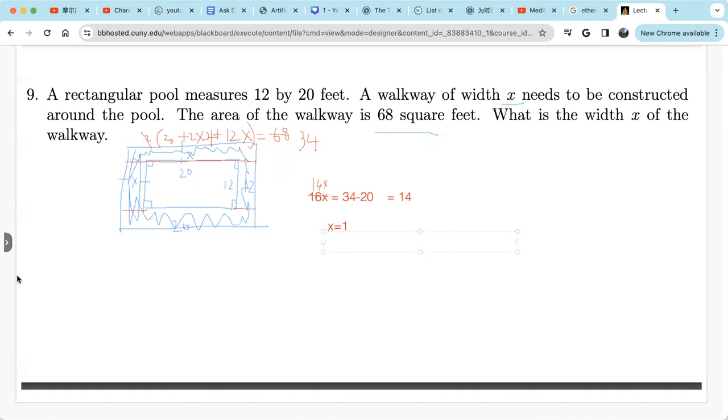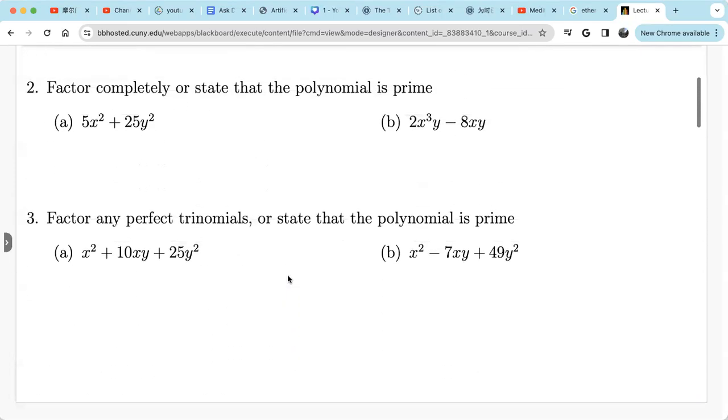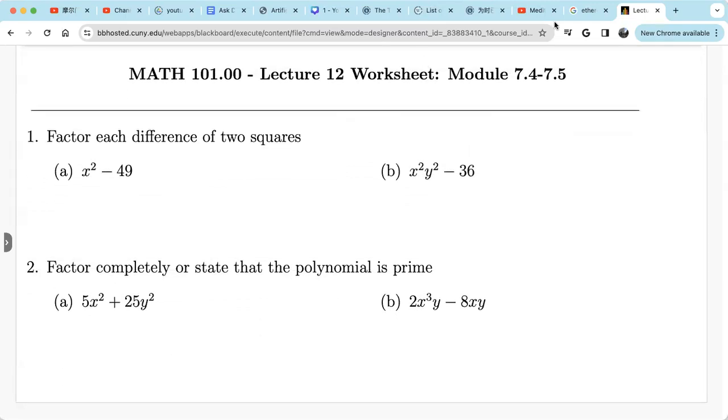And that's it. So this is the work. This is lecture 12, which I think I didn't do. So now to make up here.